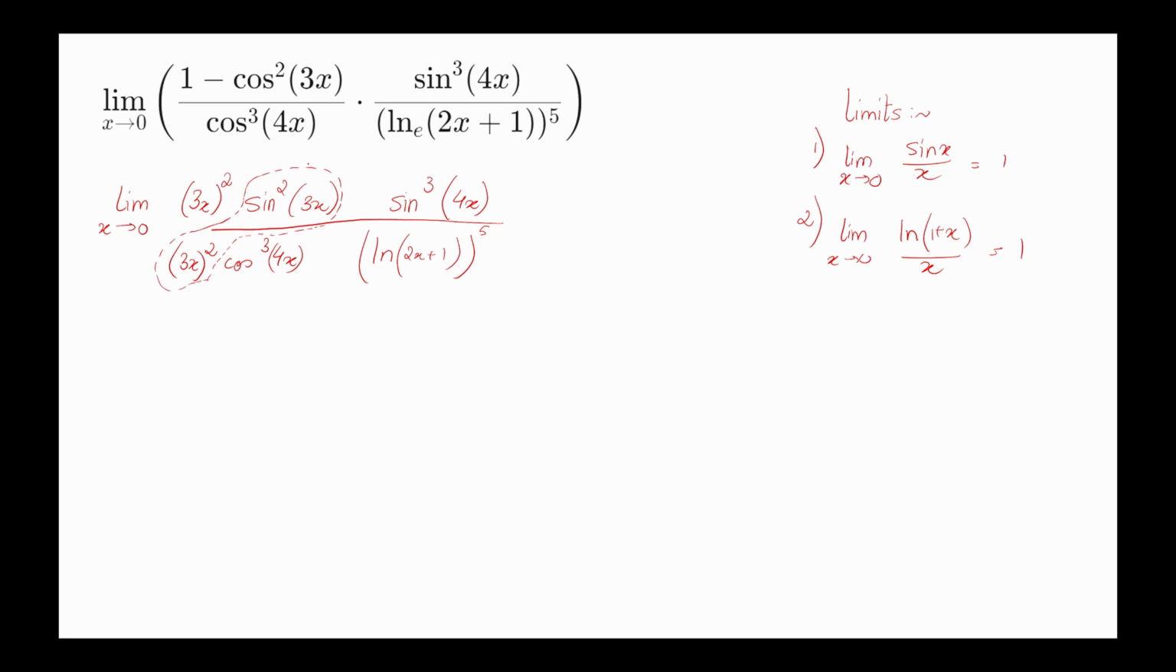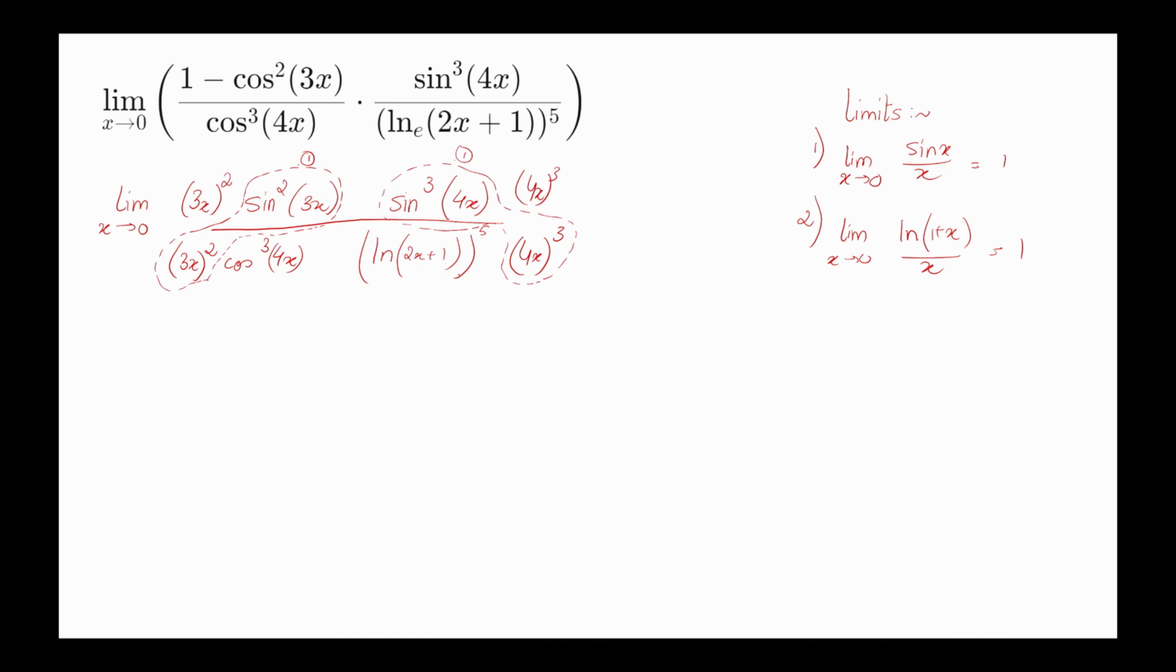This is nothing but 1. Now I'll look for sine cube 4x. I'll divide this by 4x whole cube, and I'll multiply by 4x whole cube as well. So this term also simply gets removed and becomes 1.